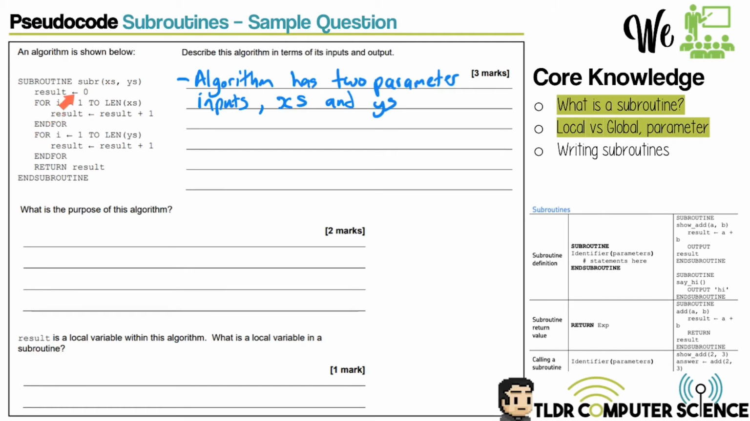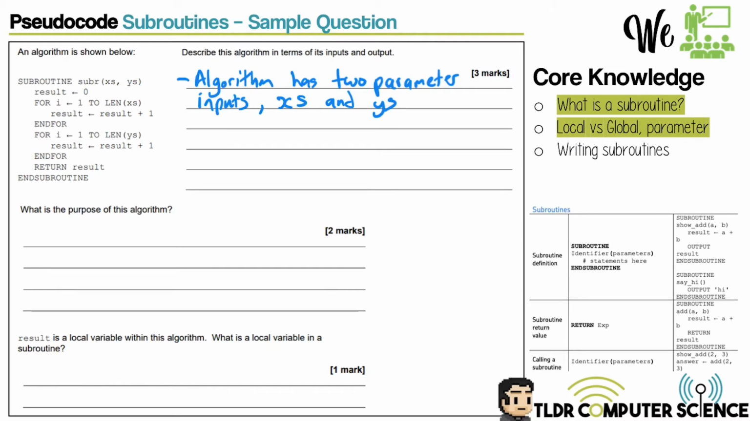But what that means is it's going to, in a for loop, step through each part of it, and every time it's stepped through, 1 will be added to the result. So it's going to return the length of the array. And then we're going to do the same here, and it's going to give you the length of YS, but it's going to keep on adding to it. So it's going to give you the total length of both of these arrays. Anyway, this is about inputs and outputs.